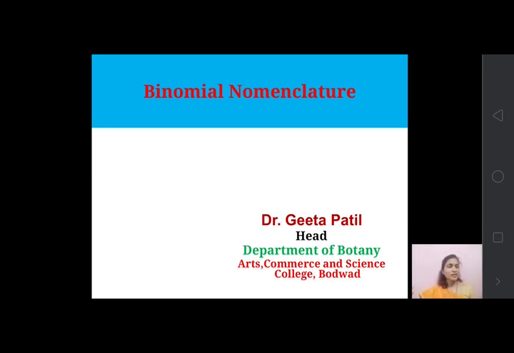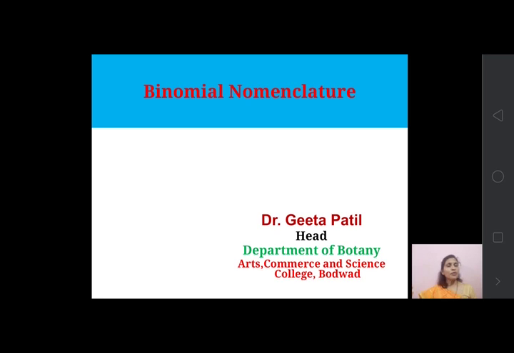And binomial means every species or every plant has two names, one is the genus and the other is the species name. The two names are given, that's why it is known as binomial. Bi means two, so when two names are given to a particular plant, it is known as binomial nomenclature. It is a very important part of the taxonomy.